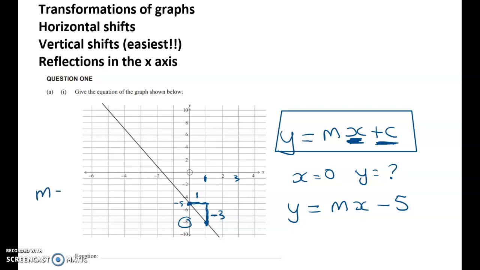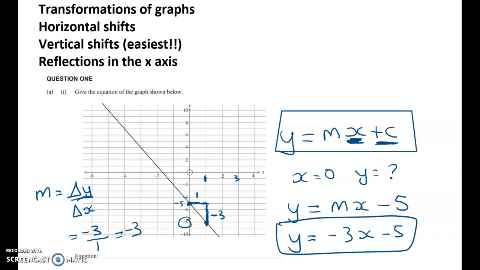So m is equal to the vertical change divided by the horizontal change. Some of you will know that as rise over run, right? So it's -3 over 1, which is -3. So that means that the equation of this line is -3x take away 5. So that's that first question done.